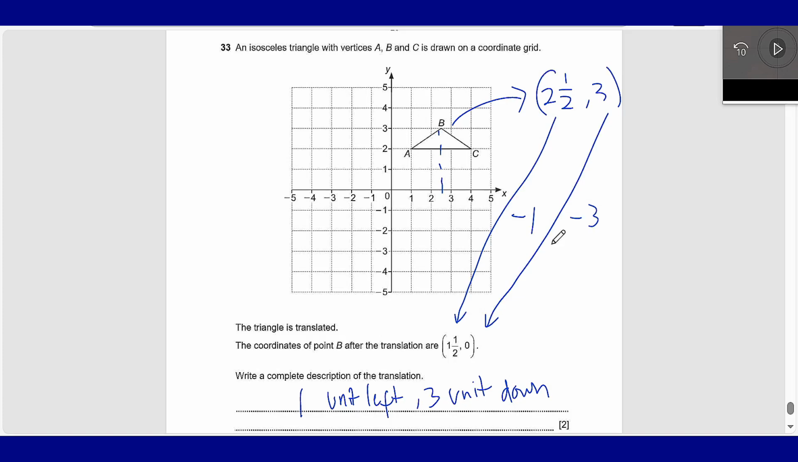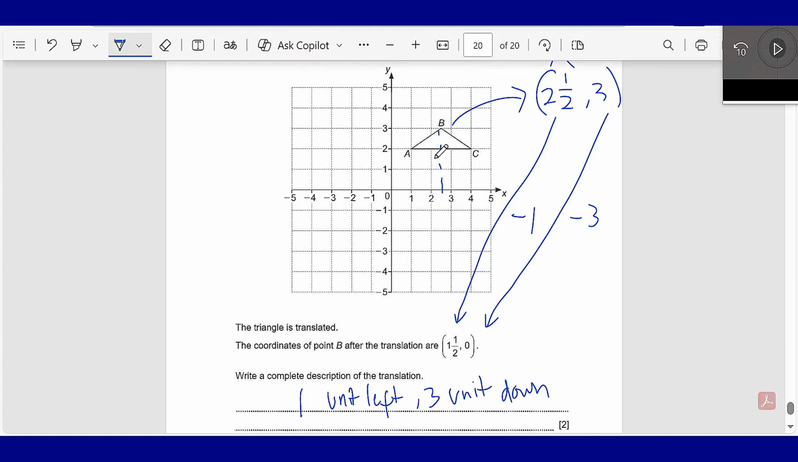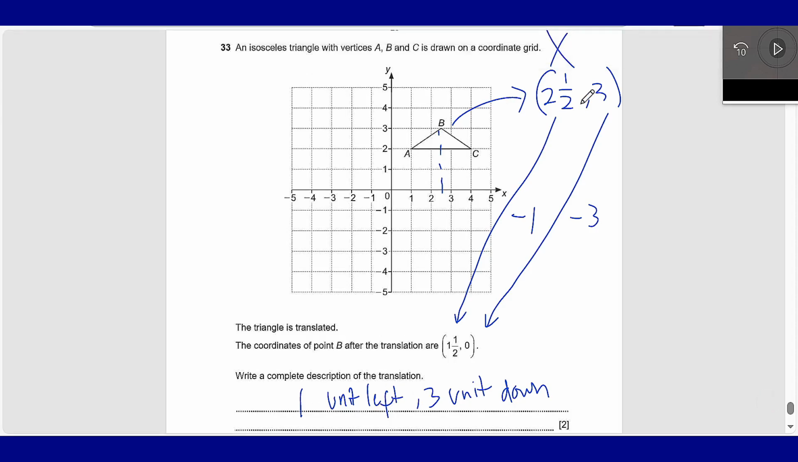So subtract by 1 in here is the horizontal shifting translation. Okay, so horizontal negative means to the left 1 unit, and then 3 to 0, minus 3. So this is the vertical shifting for y, and then negative means down, 3 units down. Alright, that will be the answer.